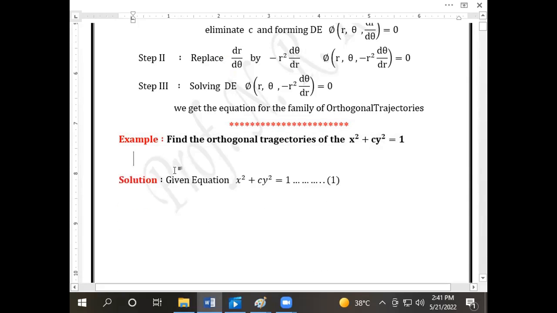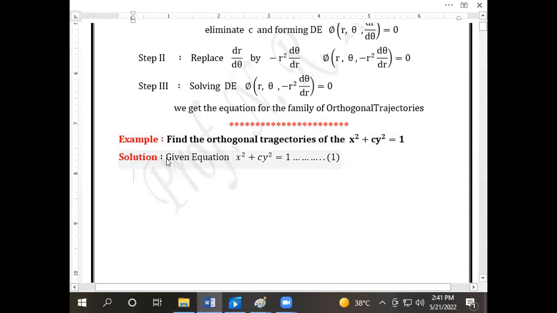First, we have to observe how many constants are present in this given equation. The given equation is x square plus c y square is equal to 1, my equation number 1. We have to eliminate the constant c from this equation. For that, we have to just count how many constants are present there, so we can find the value of c. Shifting x square to the right hand side, and y square is multiplied to c, the value of c becomes 1 minus x square upon y square.